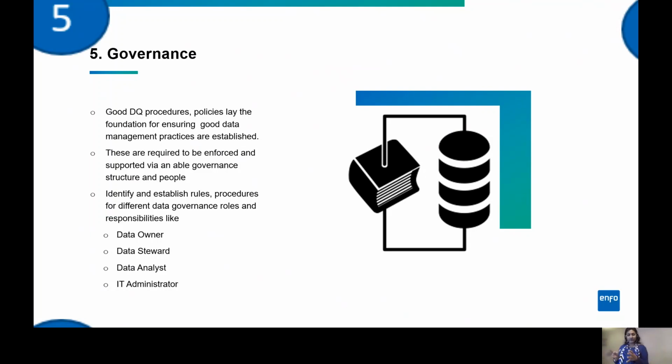Now, similarly, for data governance, you need to know which data. We had talked about the stakeholders. From where do you need it? How often do you need it? What aspects are important?